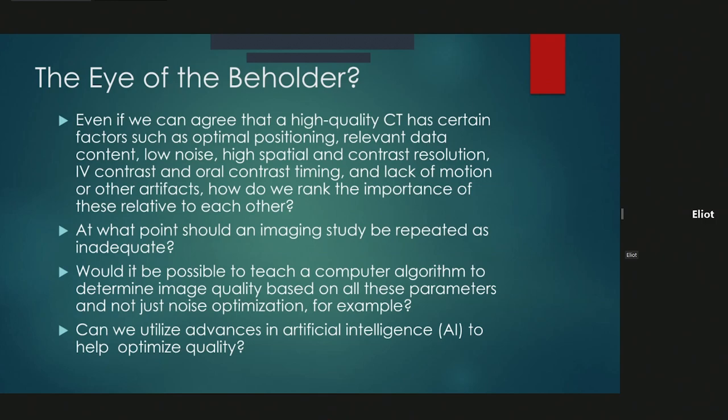The other question that I've been particularly interested in is, would it be possible to teach a computer algorithm to determine image quality based on all of these parameters and not just noise optimization? Is there a mechanism where we could objectively come up with an algorithm to determine the quality of a study, or maybe operationally to try and guess whether or not a group of radiologists would tend to score a particular imaging study as relatively high or relatively low? And then, of course, what I'd like to talk about is, can we use advances in artificial intelligence to help optimize image quality?